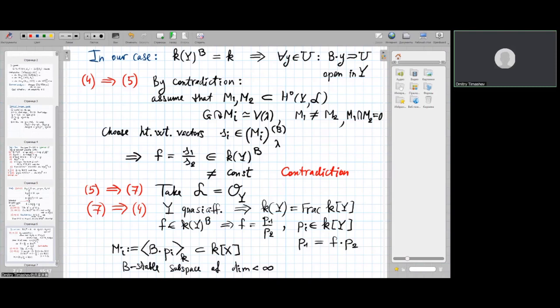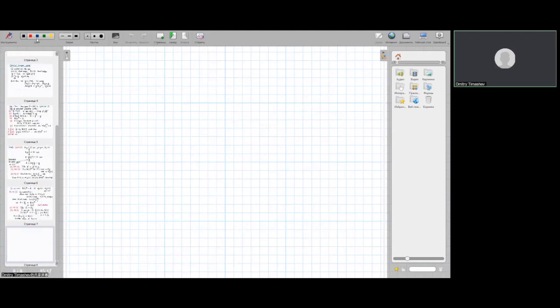So this is a B-stable subspace of finite dimension, and we have a linear representation of B in each of these two subspaces, M1 and M2. And now let me recall a theorem from algebraic groups called the Lie-Kolchin theorem. The Lie-Kolchin theorem says that given a linear representation, say of B in M.